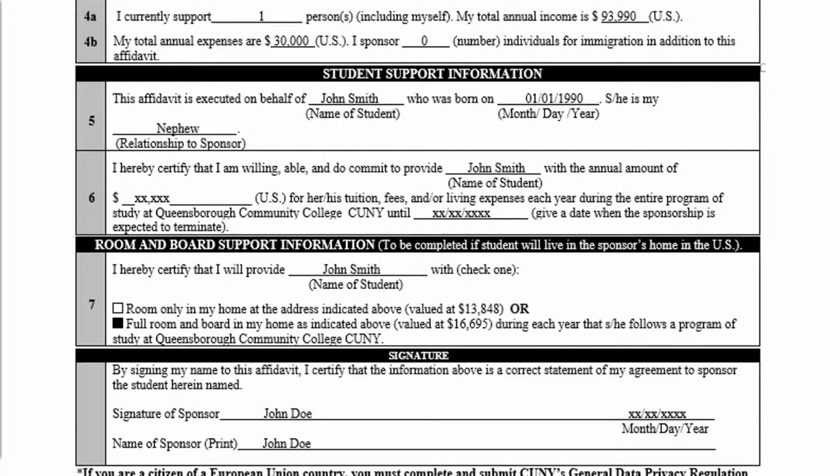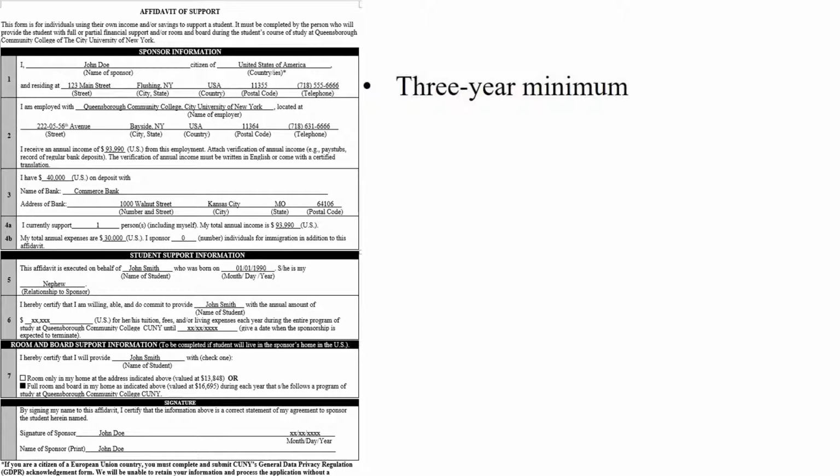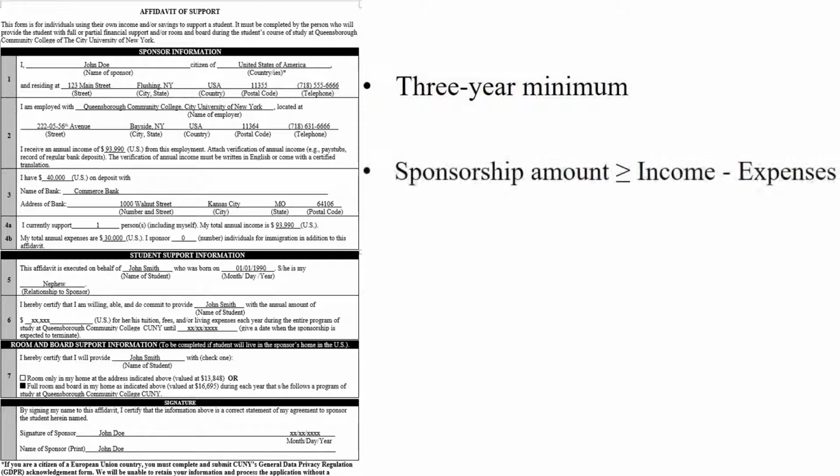For Field 5, the sponsor will enter your name, date of birth, and relationship to you. Field 6 will include your name, the amount of support your sponsor can provide you, and the date when the support will terminate. As we issue an I-20 for 3 years, the end date must be no earlier than 3 years after your program's start date. Note that the amount of support must not exceed the difference between the sponsor's income and expenses, the figures listed in Field 4A.